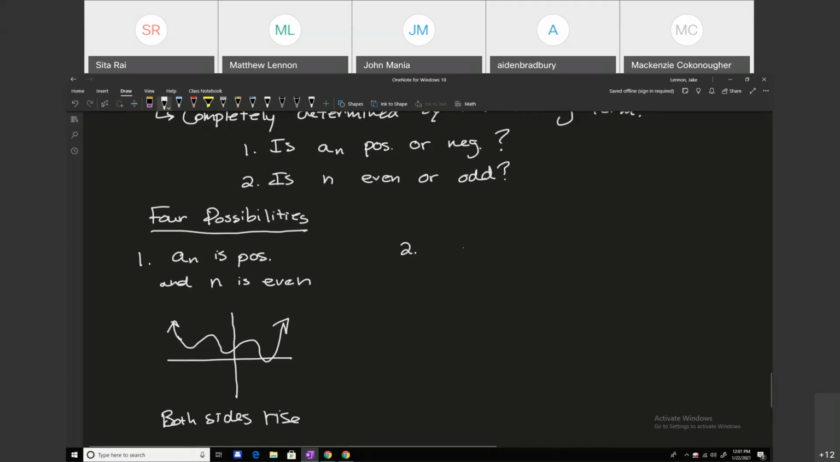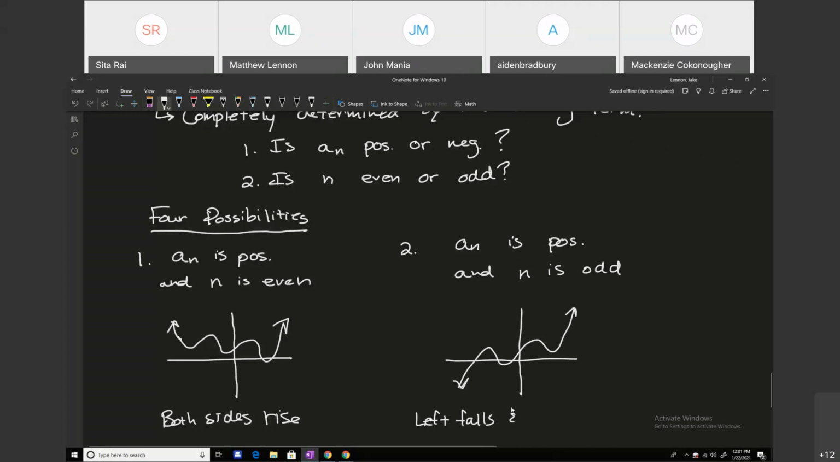The second case, let's say a sub n is positive and n is odd. In this case, we have the left side falls and the right side rises. Okay, so those are two of the possible graphs.